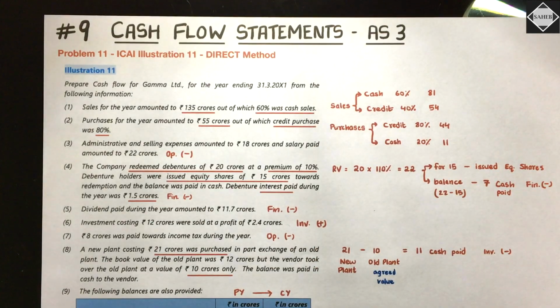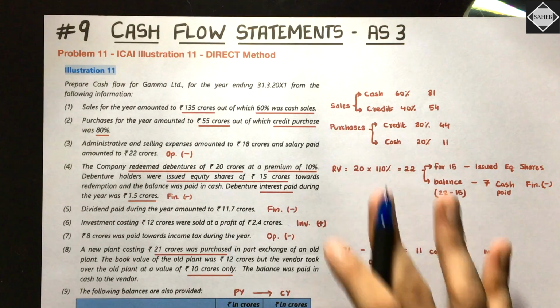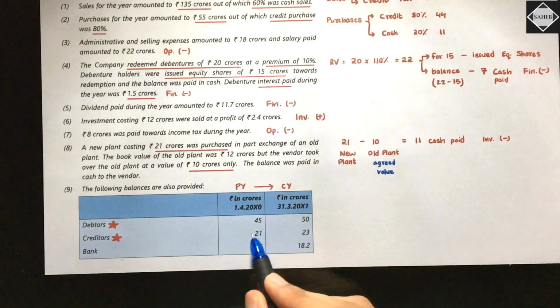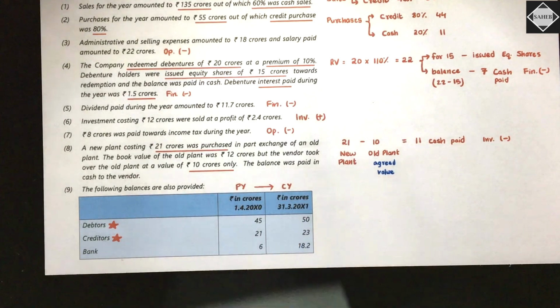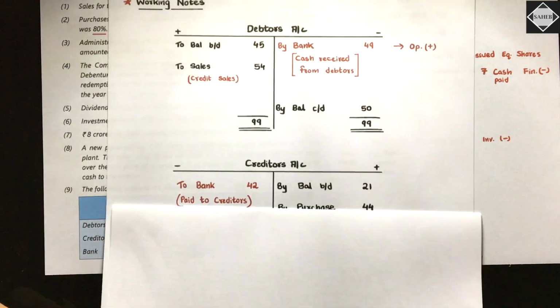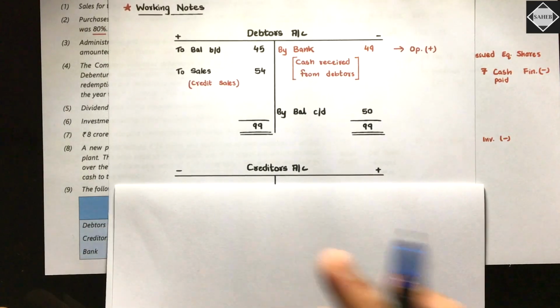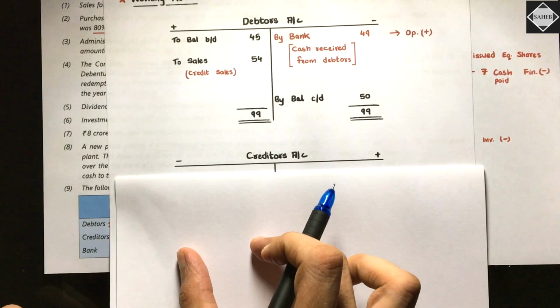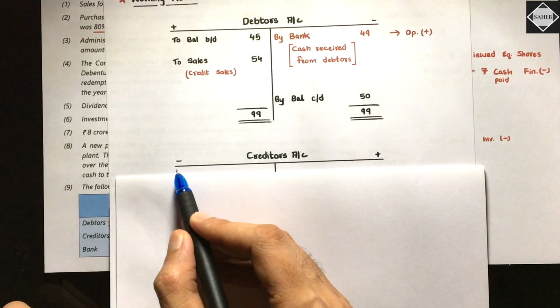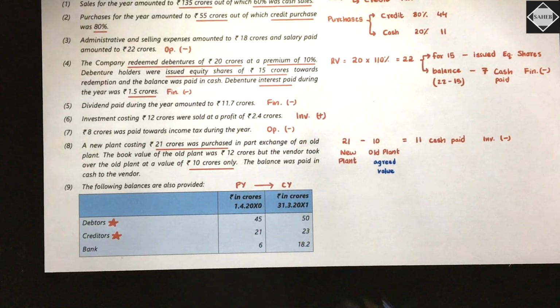Okay, fine. Next, we have to open creditors account. Opening balance is 21 crores. Closing balance is 23 crores. Creditors account is a liability account. Opening balance on the credit side, closing balance on the debit side. Credit means plus, debit means minus. So opening balance 21, closing balance 23.